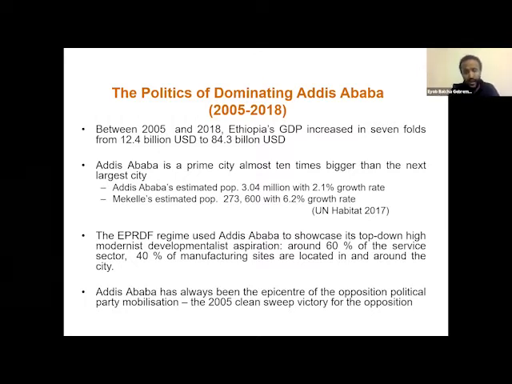And EPRDF's hyper-modernist intervention, developmental aspiration is very much manifested within the city, where you have almost 60% of the service sector located there, and also, all that has been said about the manufacturing aspect, most of the factories are also located around Addis Ababa. And Addis Ababa is, of course, the prime center of opposition political party mobilization. A good example in that regard is the 2005 election, where the ruling party lost almost every single seat in the capital, in the council of the city.